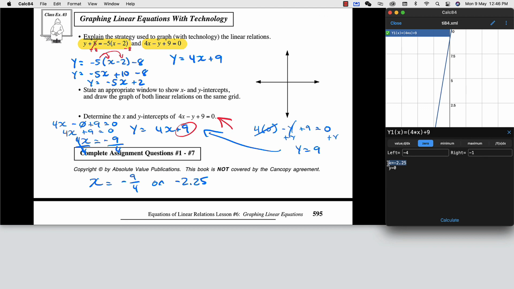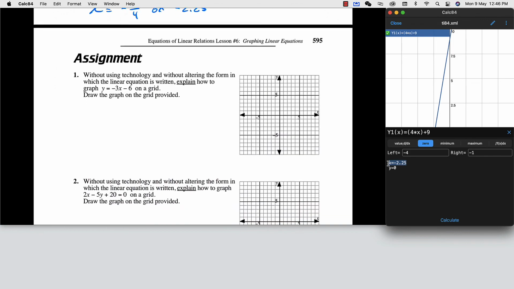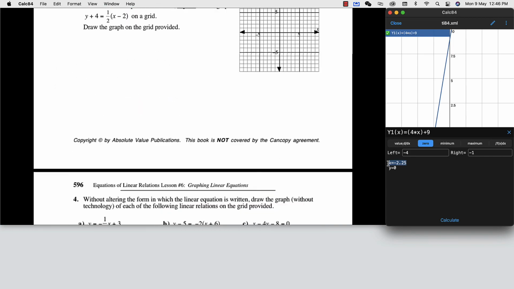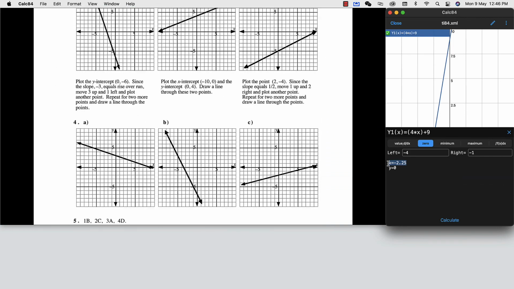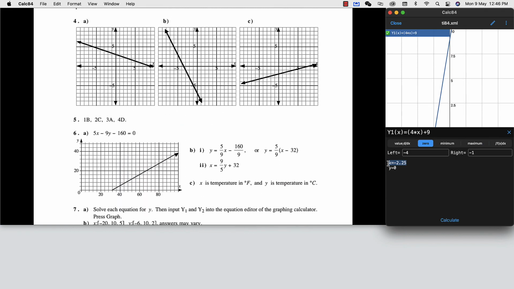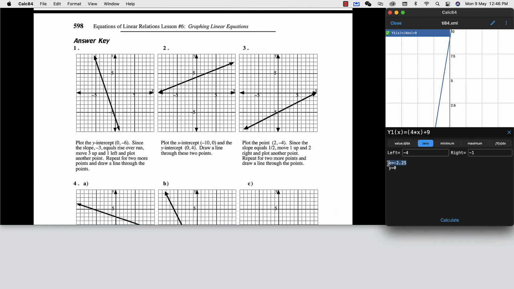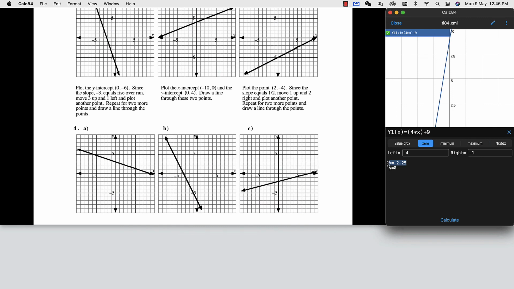Okay, so that is it for this lesson. We need to move on to the assignment on page 595 and check your answers right there on page 598. Okay, see you in class.